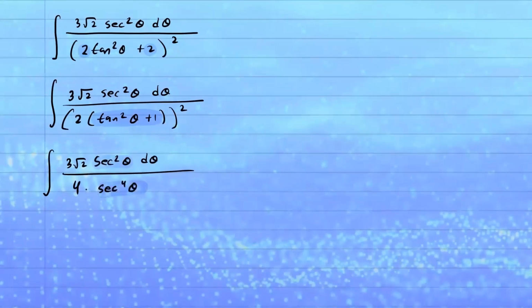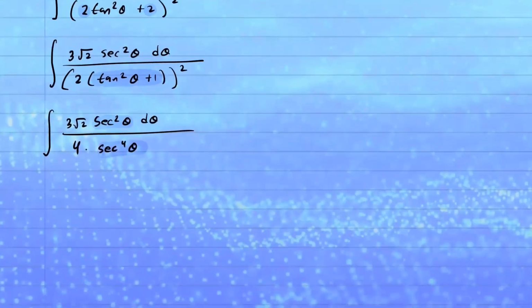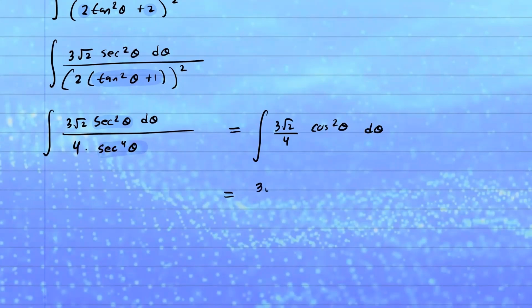So these can cancel 2 of the factors, so you will have the integral of 3 square root of 2 over 4 times 1 over secant squared theta d theta. And 1 over secant, of course, that's cosine. So I can simply write this as cosine squared theta. All right, very nice. And now we're ready to integrate this. So we're really integrating 3 square root of 2 over 4, the integral of cosine squared theta d theta.